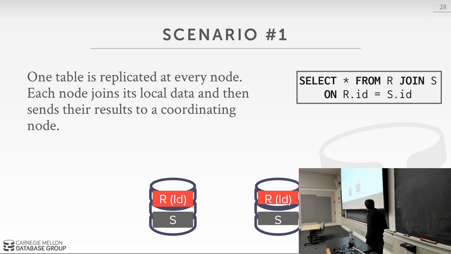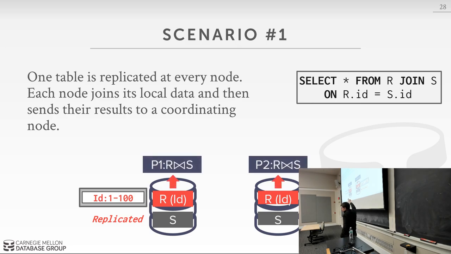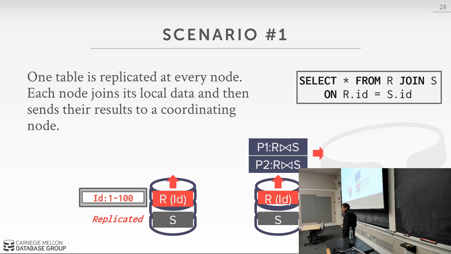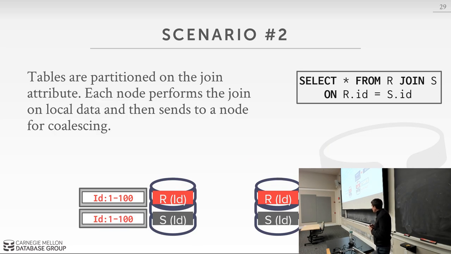So all we need to do here is a local join at every single node. In this case, S is replicated and R is partitioned. So we just do whatever local join algorithm we want at each partition, and then we ship the result from each node to a central location, unioning the results together, and that's the final answer. All right? So that's pretty straightforward.